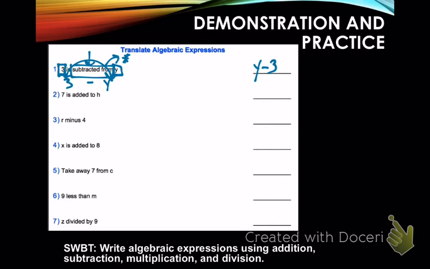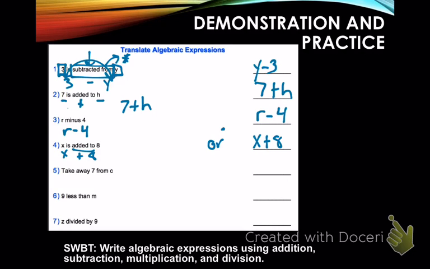Next one, 7. We identify the number, we identify the variable, and we identify the operation, which is add. So we have 7 plus h, and that's in order. We can keep it right there. 7 plus h is exactly right. R minus 4. Okay, that one's pretty easy. If you can't do that one, we have some problems. R minus 4. Okay. X is added to 8 means x plus 8. Now, you could write x plus 8 or 8 plus x. Either one of those is okay because the commutative property of addition means the order doesn't matter. That does not work with subtraction.